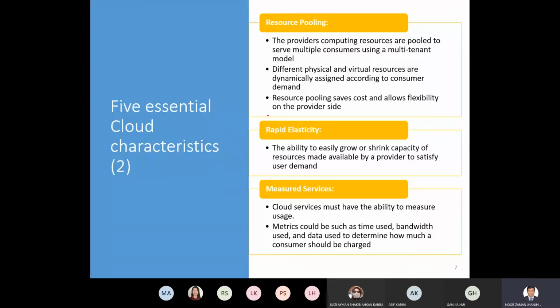So you can see the first point: the provider's computing resources are pooled to serve multiple consumers using a multi-tenant model. It means they may not say that we are only able to provide services to group A or group B or group C, and not to other groups, organizations or companies. This concept is called resource pooling. The resources can be used by multiple people, and sometimes the same resources can be used by multiple people as well.